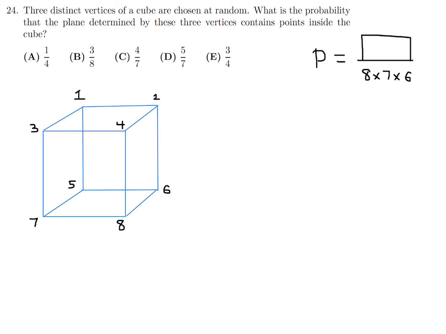So what I'll do is just illustrate for one fixed value, and then we can extrapolate for all of them. So let's say my fixed value is 1, meaning that is going to be my first vertex. And then we'll talk about all the different possibilities that this is true, that the plane determined by these vertices contains points inside the cube. If my first vertex is 1, let me say my second vertex is 2. What can my third vertex be to satisfy the condition? Can it be 4? No, because that doesn't have any points inside the cube. How about 3?